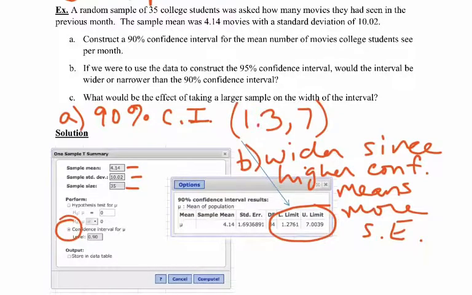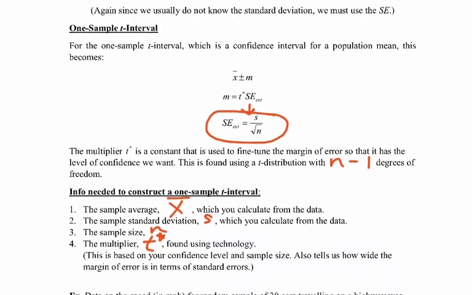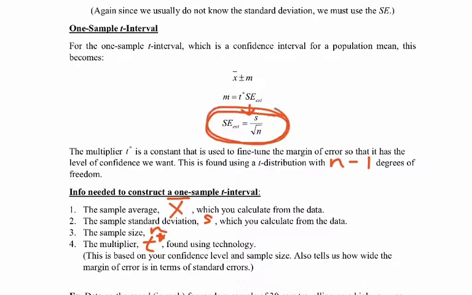And then part C says, what would be the effect of taking a larger sample? Now, this is a really interesting question here. If we have a larger sample, what you want to think about is how does that impact your standard error? You have to go back to that every time. Let me go back to the formula here. This formula right here. If N is bigger, what does that do to your standard error? Because that's what's going to affect your interval, right? Your interval is affected by your margin of error, which is made up of two things, T star and your standard error.